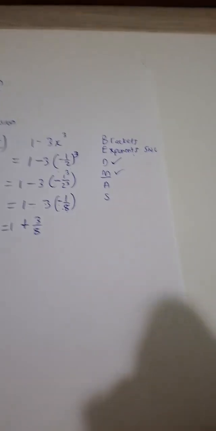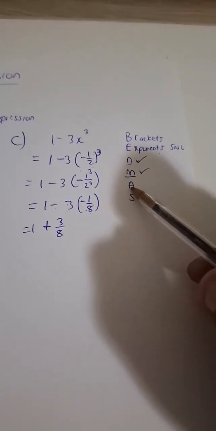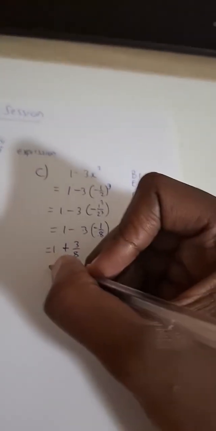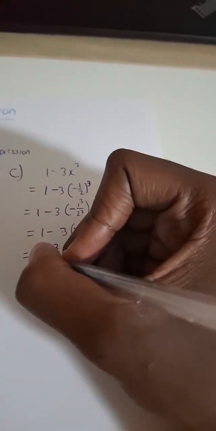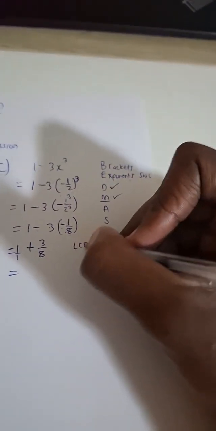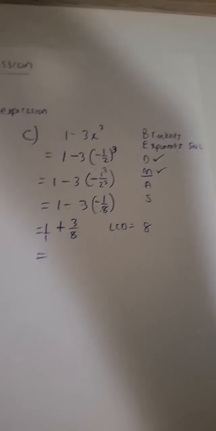Multiplication finished. We move on to the next thing. Is there addition? Yes. Of what? Of fractions. And obviously this is 1 over 1. Our LCD between 1 and 8 is 8. So then we go ahead.